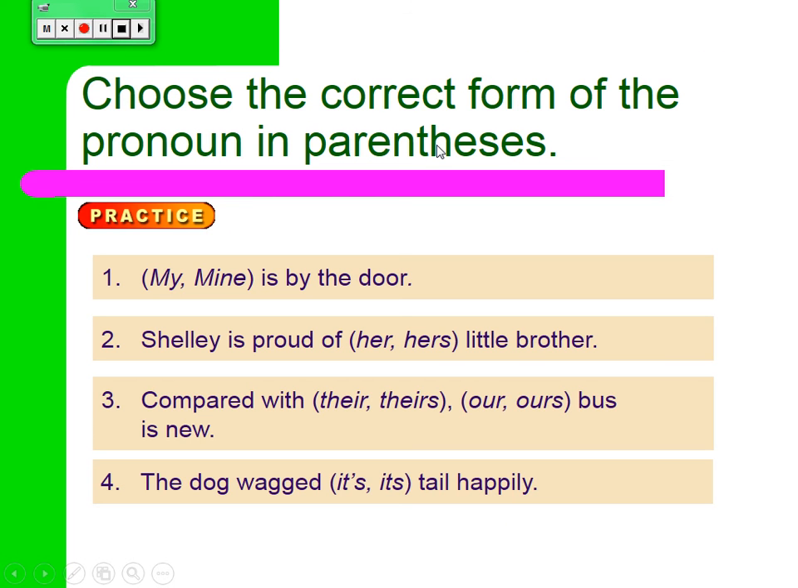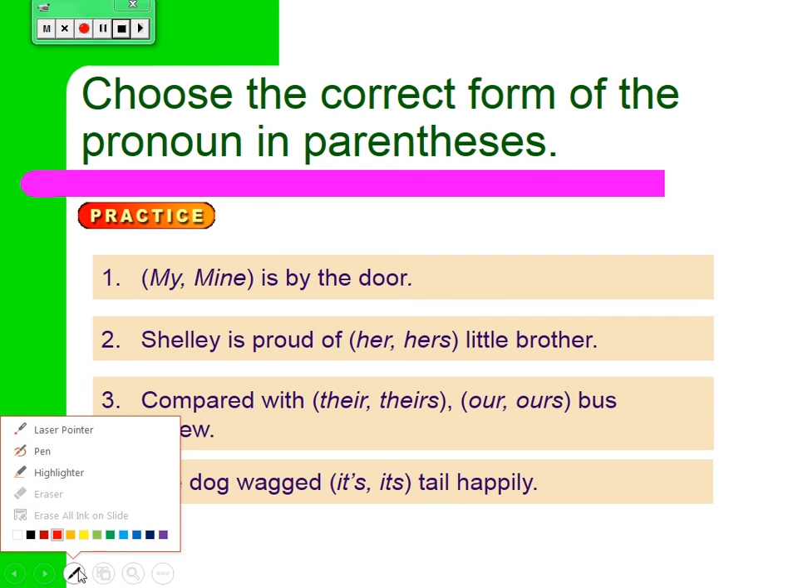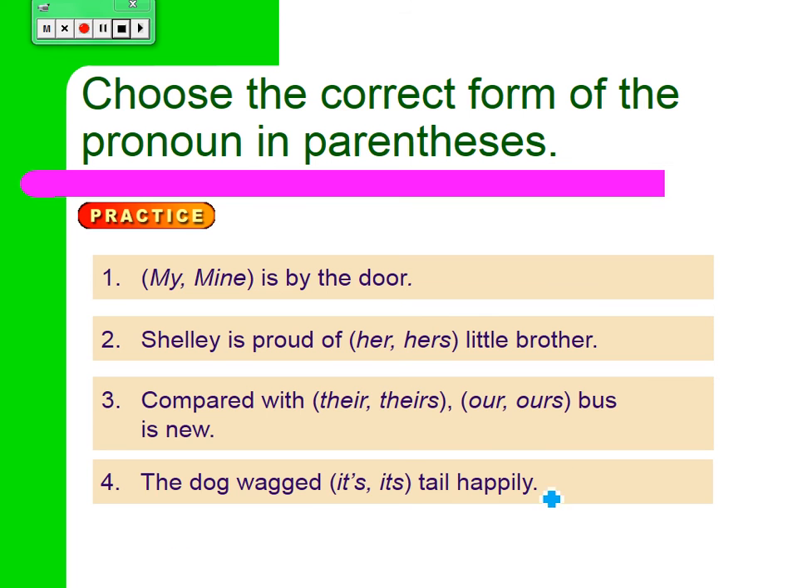All right, so we're going to make sure that we can choose the correct form in the parentheses. Okay, so for the first one, my or mine is by the door. And the answer is mine. If you said my, you would have to have another word here. My blank is by the door. My clipboard's by the door. My pen is by the door. My cat is by the door. But since it doesn't have that, you have to say mine is by the door.